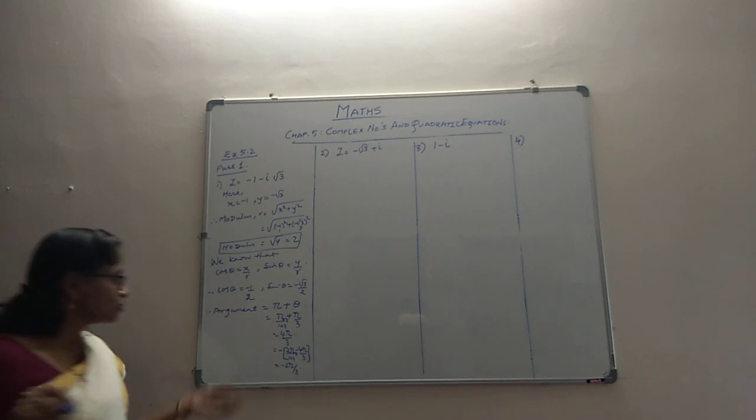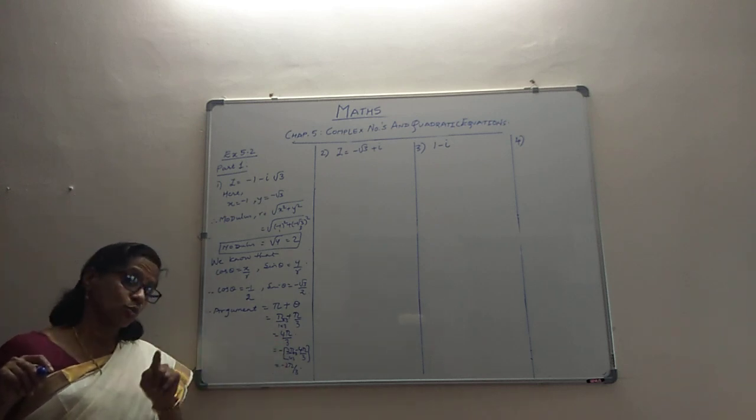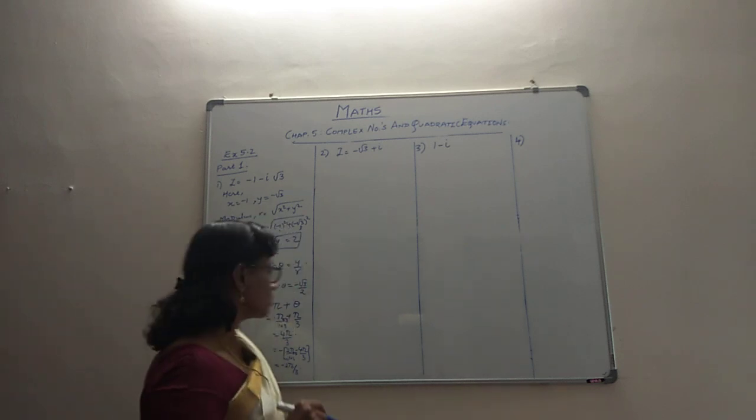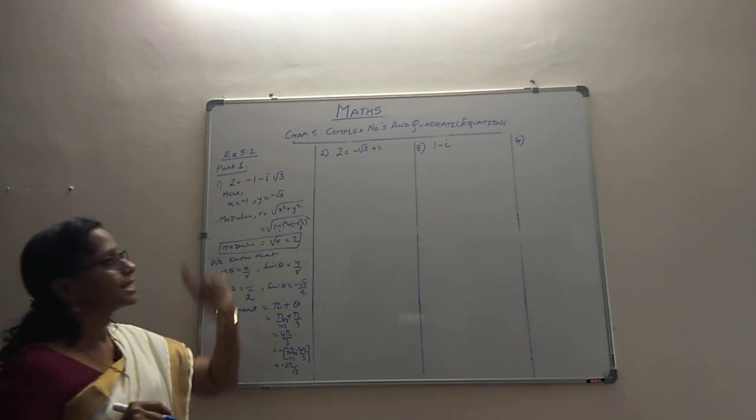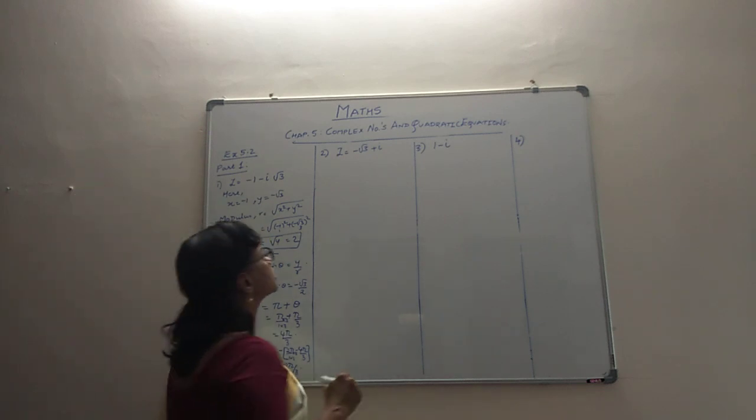So in case you have it falling out, just use this: minus of 2 pi minus whatever angle you got, and you will be able to get through it. So that's how it goes. Now we come to the second problem. There also you have to find out the modulus and the argument. So let's see how this comes.